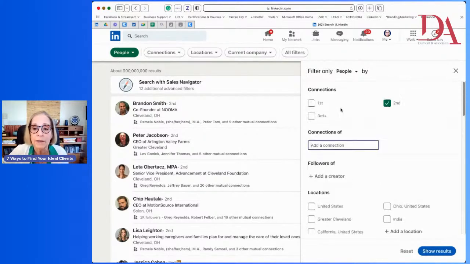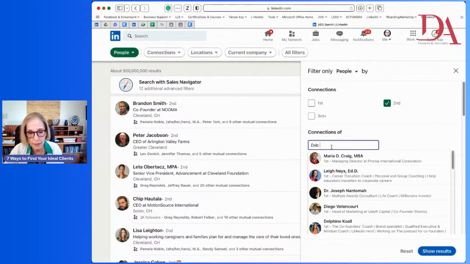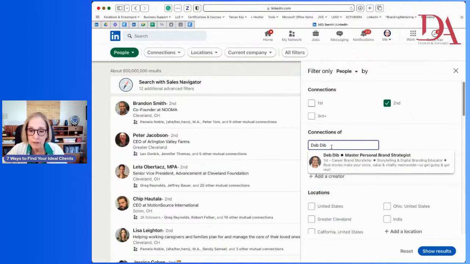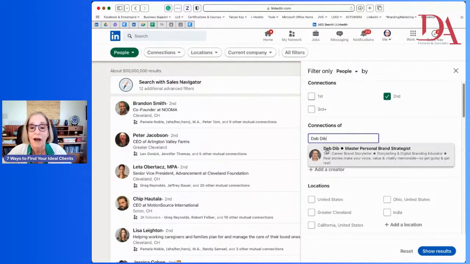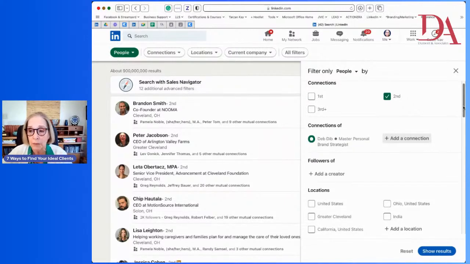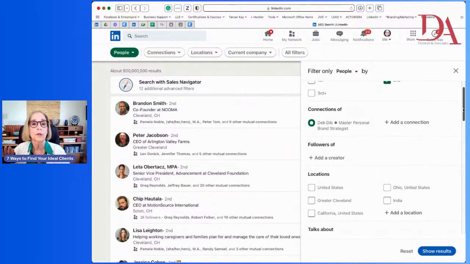So I can add a connection here. I'm going to put, because I was looking at Deb's profile, and she's not a competitor. I consider her, I don't know, somebody that I aspire to be. She is just an amazing copywriter. She works strictly with career professionals, career pros, in other words, people who work in the career area, and helps them polish and get their work really the best that it can be.